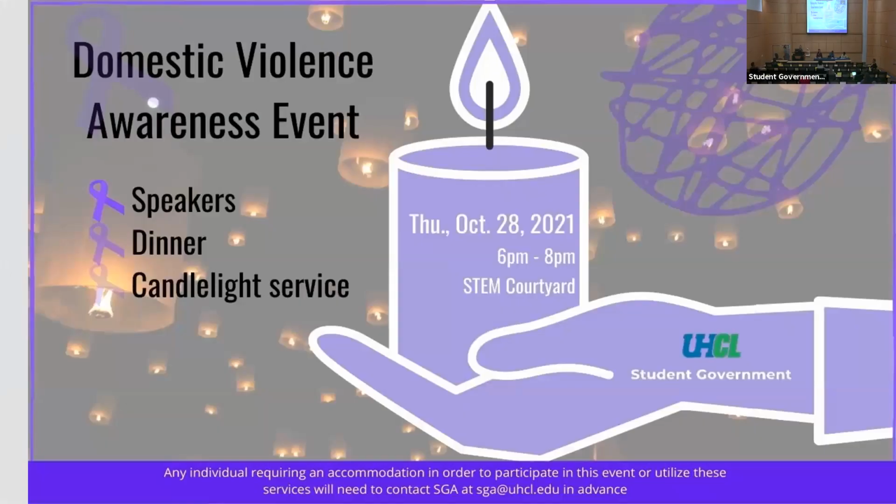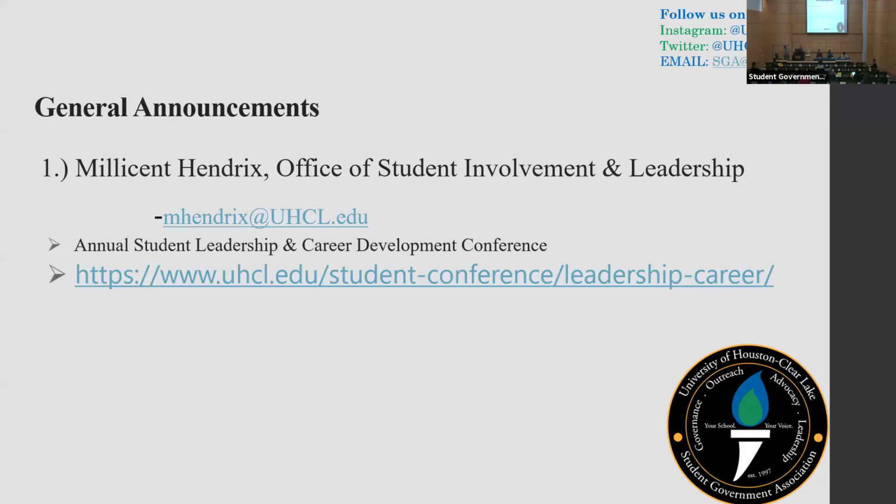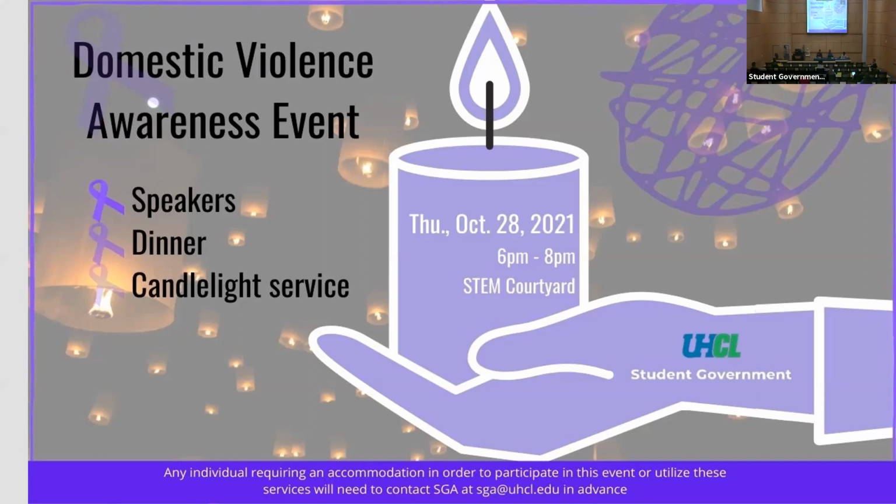SGA is hosting the Domestic Violence Awareness event. It is going to be on October 28th from 6 to 8 p.m. in the Hunter Hall backyard. There will be speakers, a very nice dinner, a candlelight service, and lots of booths where you can talk to people. Thank you.